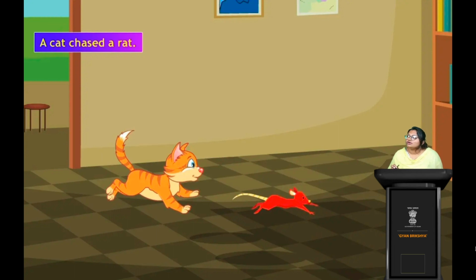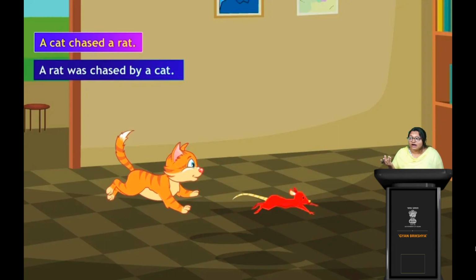Now, if we try to write or say this statement, a cat chased a rat, in the other way around, we can also say a rat was chased by a cat. In both the cases, what remains the same is the meaning of the sentence, right? The meaning is not changing.